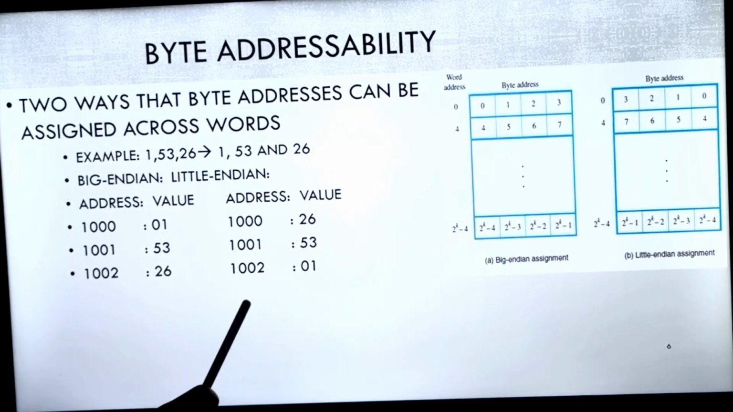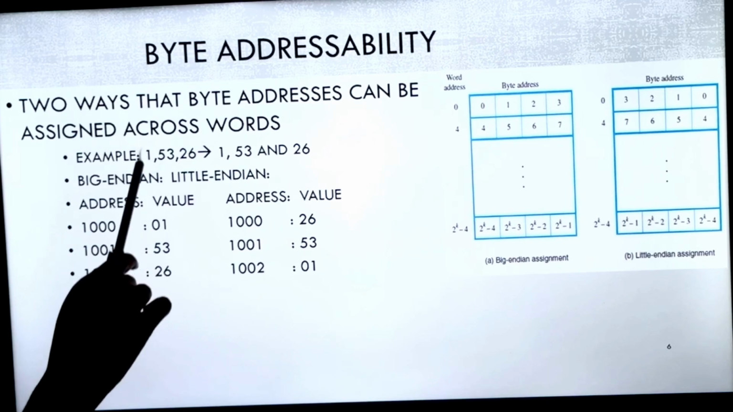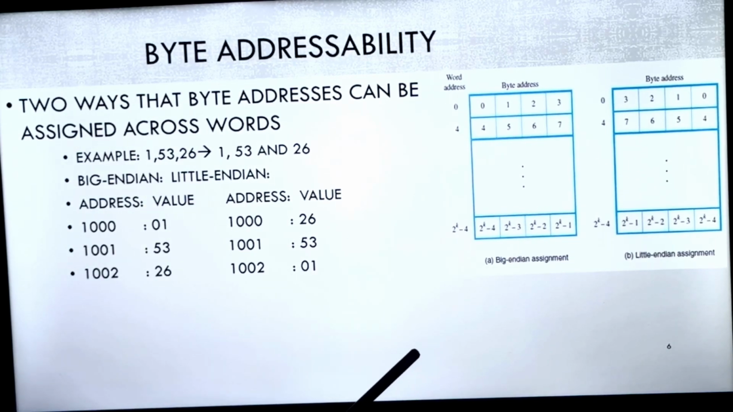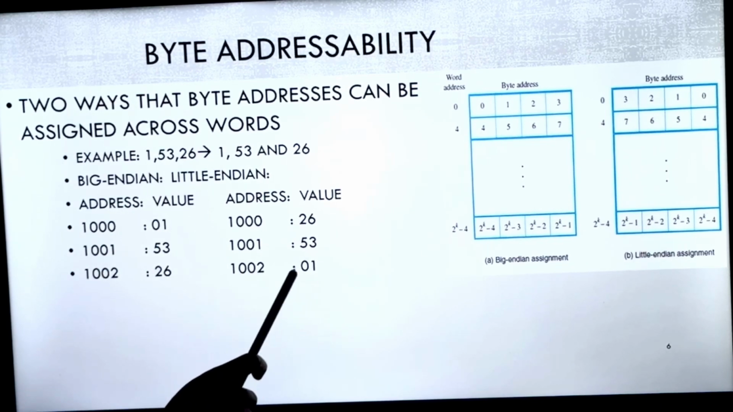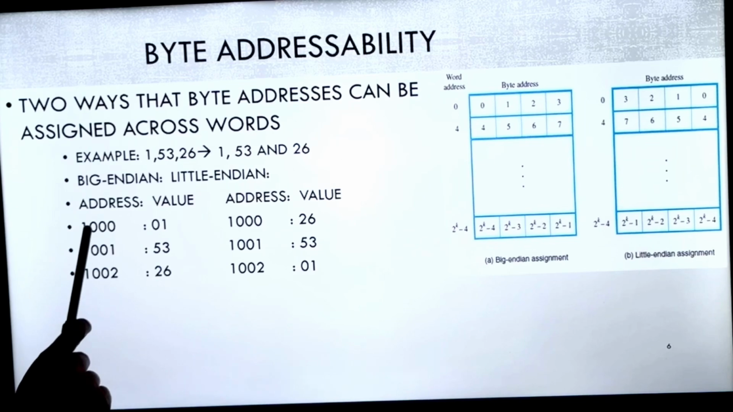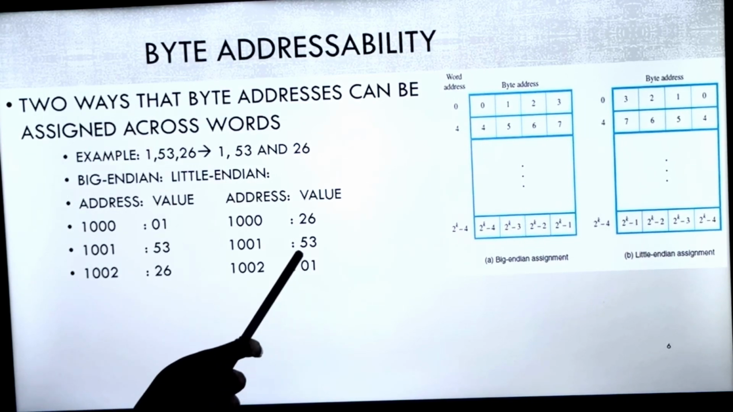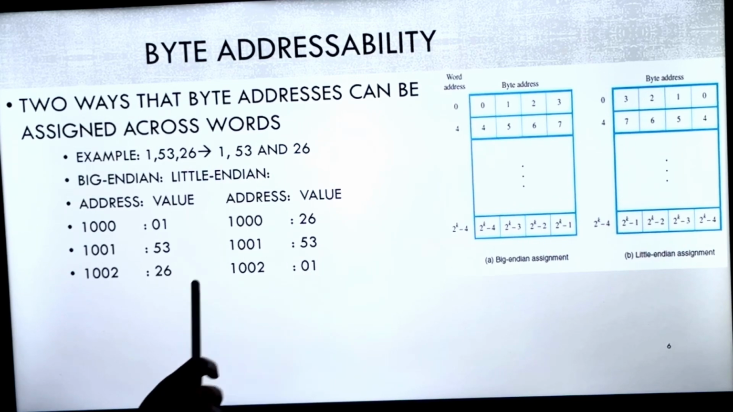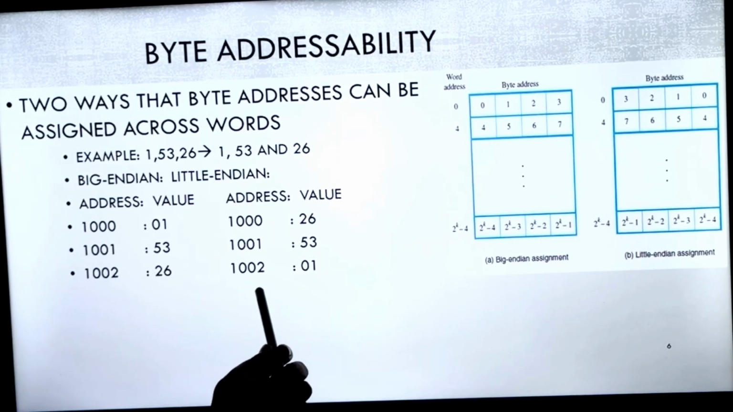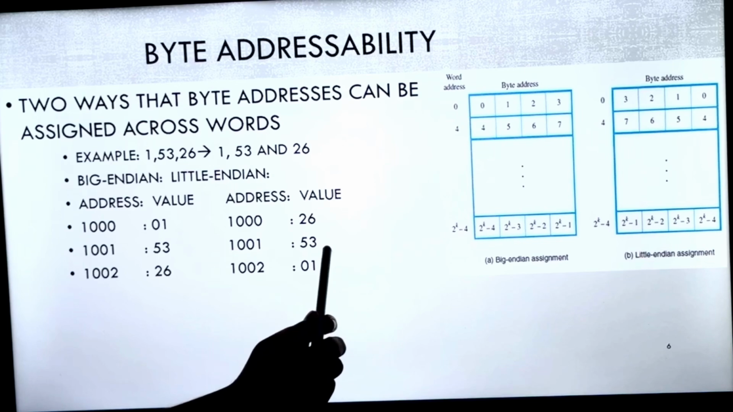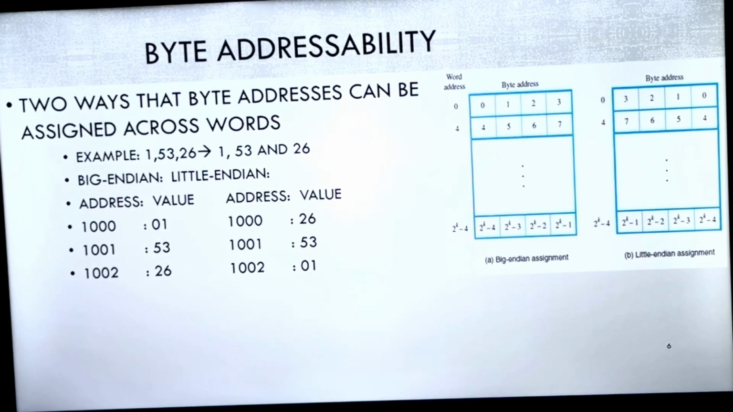In little-endian, just the opposite. The first number will be stored in the last available address. So what is the last available address we have? 1002. So here it will come. So in Big-endian, it is the first or smallest available address we use, but for little-endian, the biggest or last available address we have. Here 0, 53, 26, just the reverse. I hope that's clear for you.